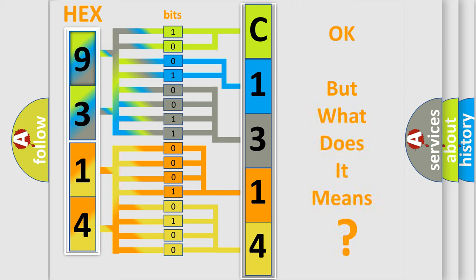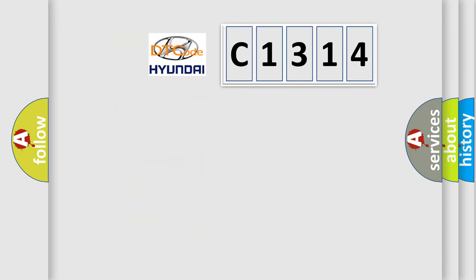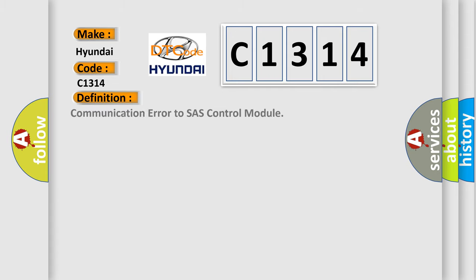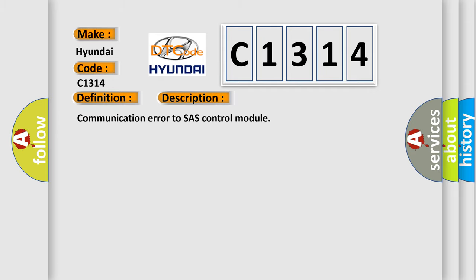The number itself does not make sense to us if we cannot assign information to what it actually expresses. So, what does the Diagnostic Trouble Code C1314 mean specifically for Hyundai cars? The basic definition is communication error to the SHASH control module. And now this is a short description of this DTC code. Communication error to the SHASH control module.